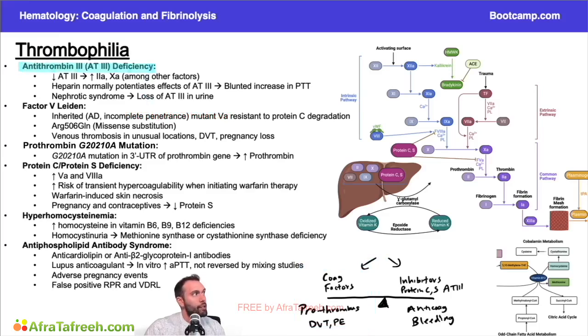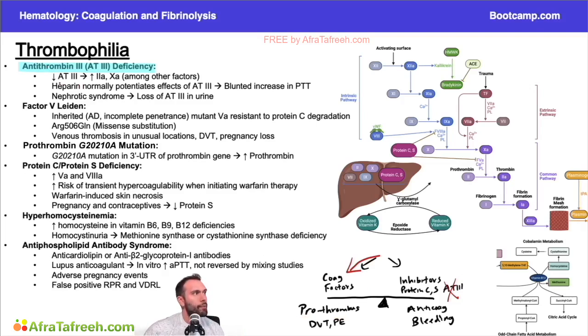Now, you can imagine, we just said antithrombin 3 is going to be an inhibitor of hemostasis. If I don't have antithrombin 3, what's going to happen? I'm going to tip this direction, because I don't have something that regulates the coagulation cascade. So I'm going to tip into a prothrombotic state. And that's exactly what happens here.